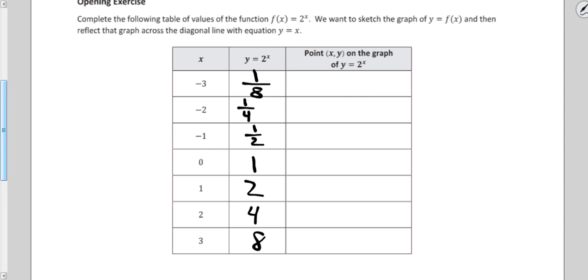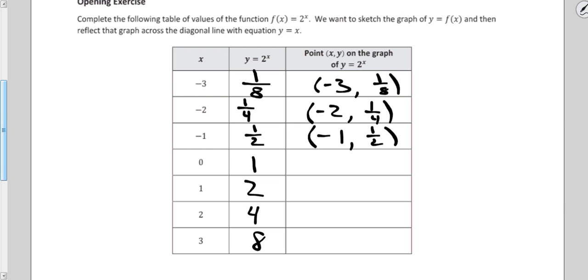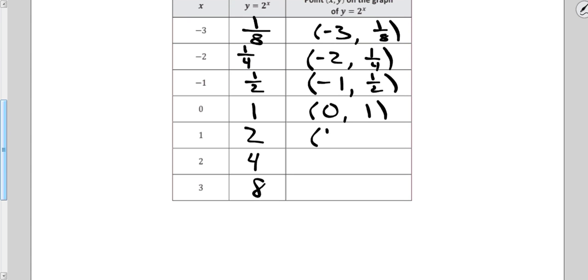Yeah. What's the point for this? Well, x and y, right? So -3, comma 1/8. -2, comma 1/4. -1, comma 1/2. 0, comma 1. 1, comma 2. 2, comma 4. And 3, comma 8.